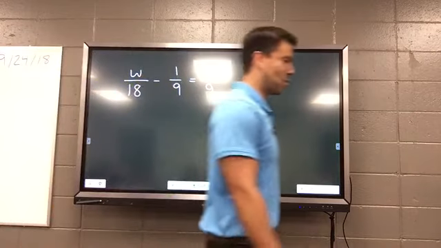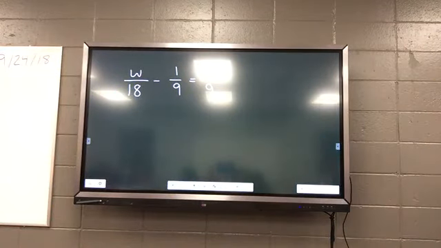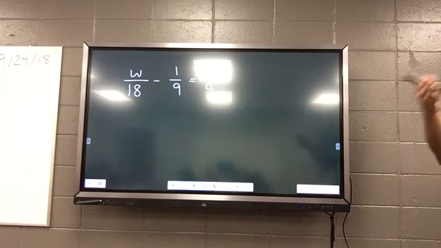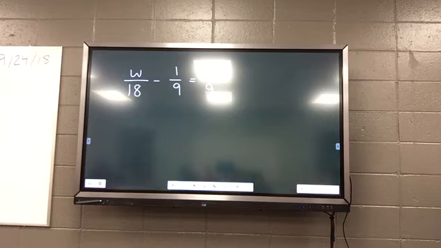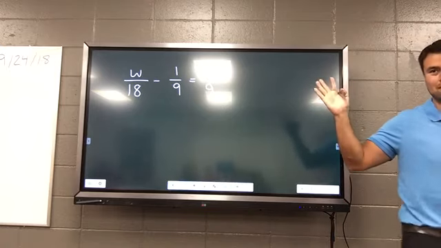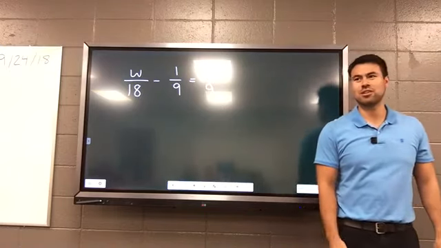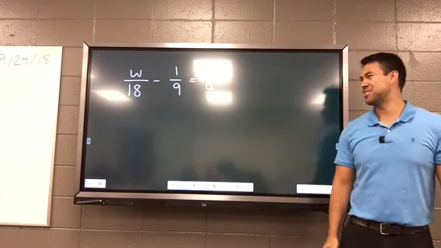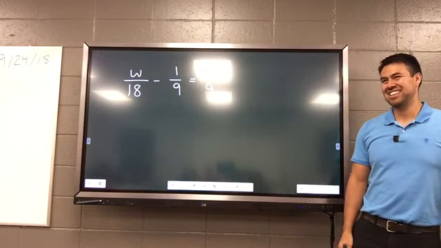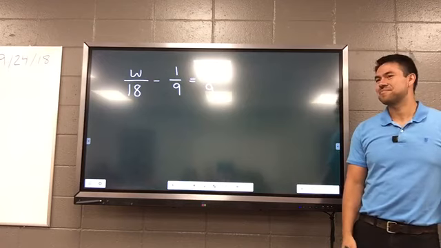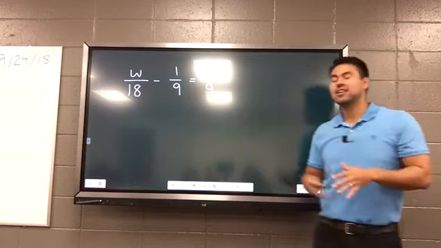Whether you like fractions or decimals or not, you should be able to deal with them. But if you just don't like fractions and decimals, you can get rid of those fractions or decimals. Just eliminate them. Just deal with integers because those are easier. Do you just feel like w divided by 18 minus 1 divided by 9? Close.